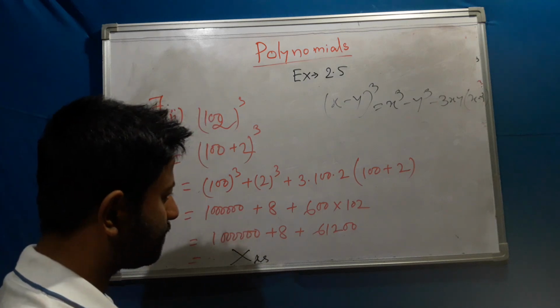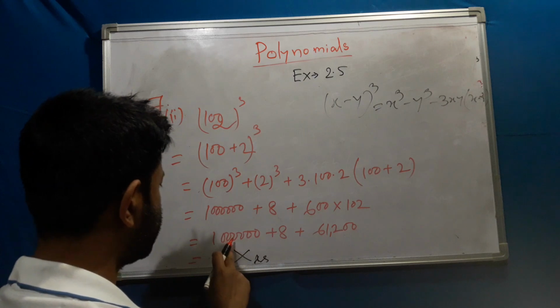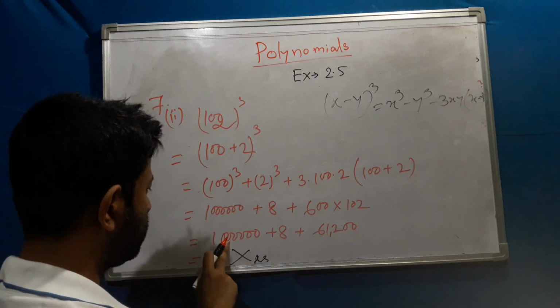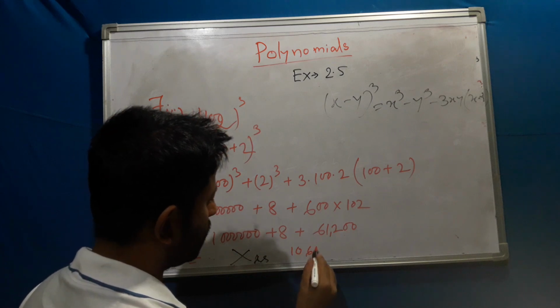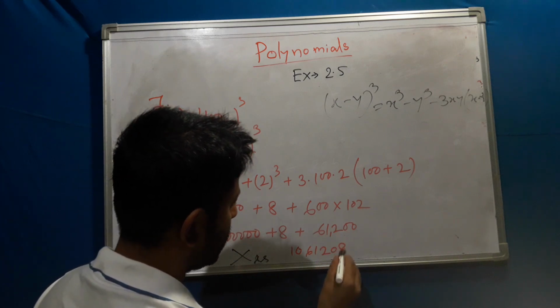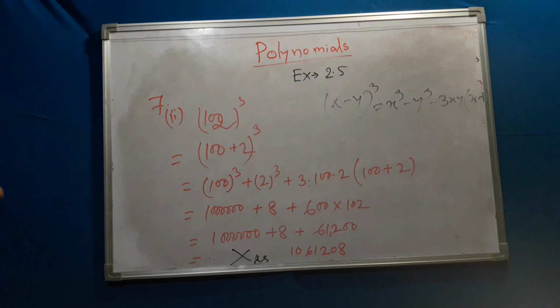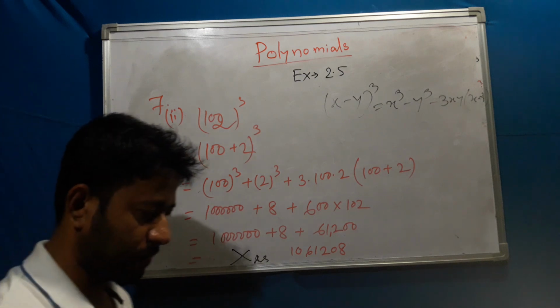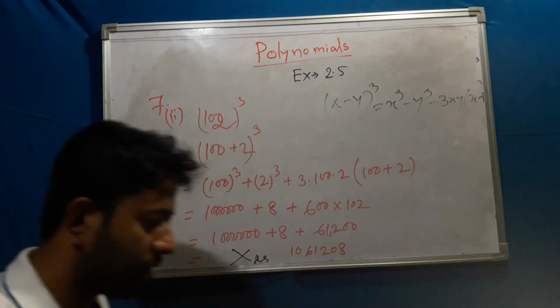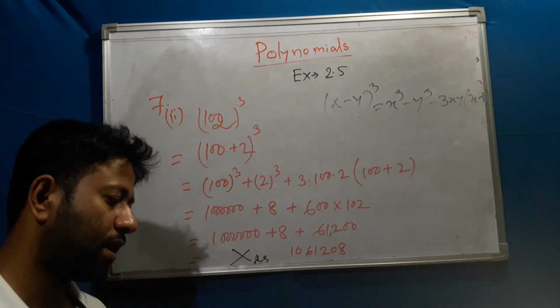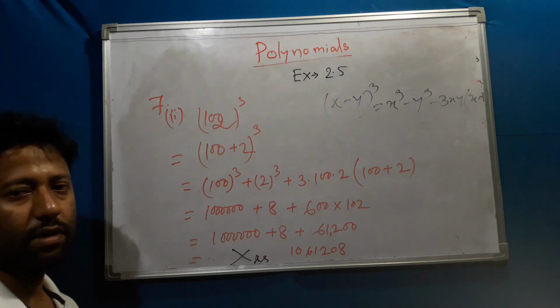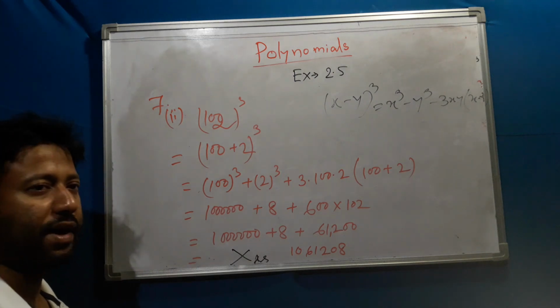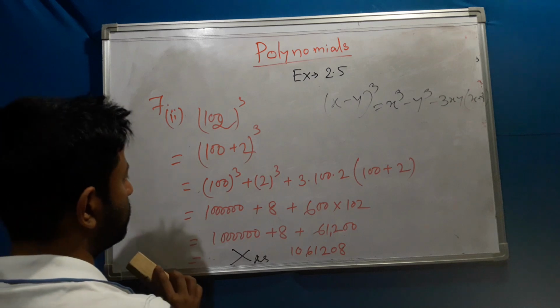So this is 61,000. This is 10 lakh. But it will become 10 lakh 61,208. Okay, so this is the result. The other two I am not doing. In the question, 99 I can write 100 minus 1, and the third one is 998. So 998 I can write 1000 minus 2.